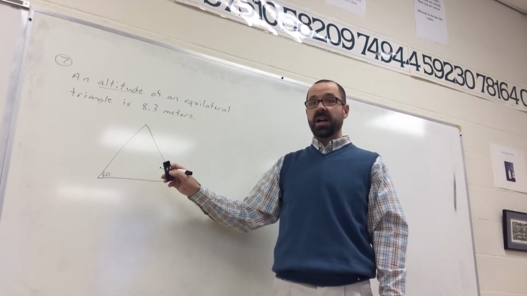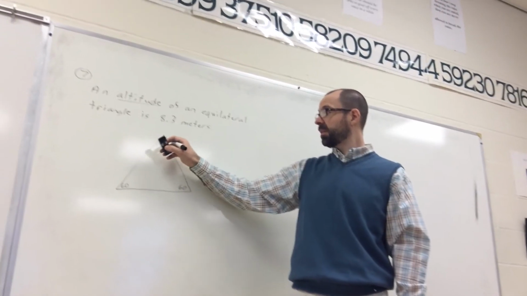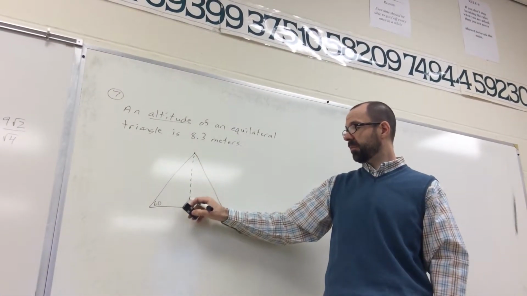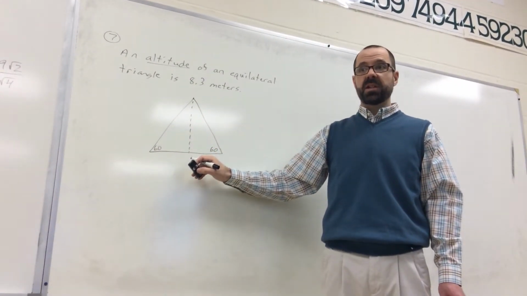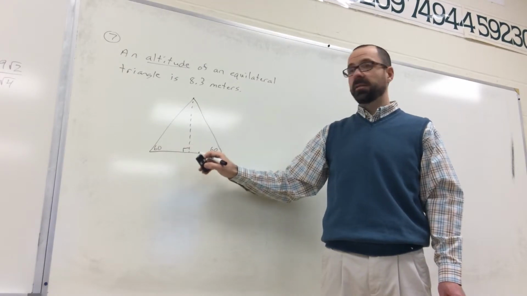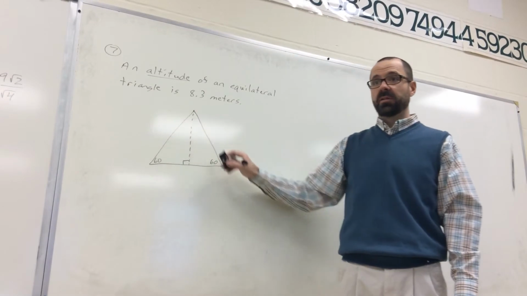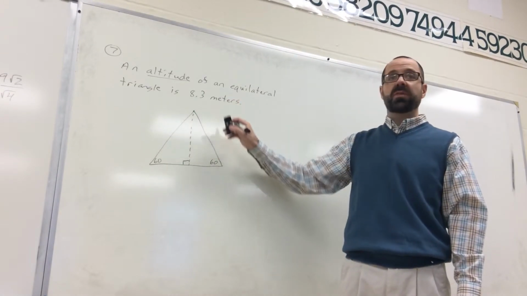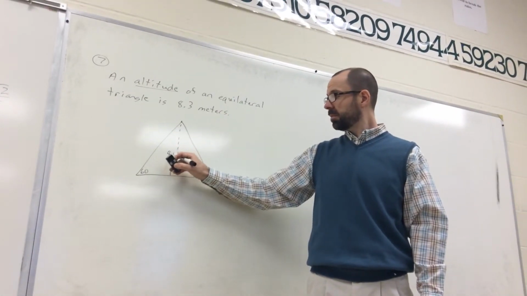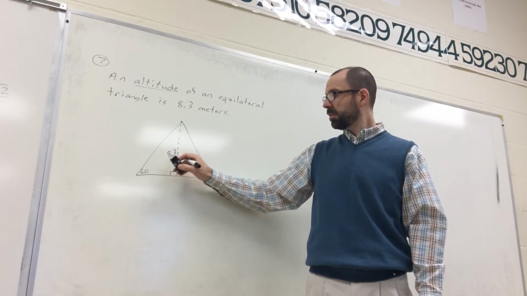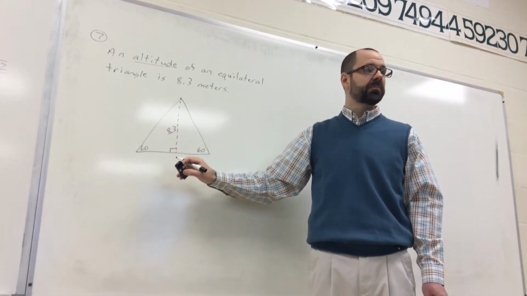So I'm going to draw in the height. The height goes from the top straight down to the bottom. And when I say straight down, I mean it makes a 90. So there's the altitude of the triangle. Apparently it's 8.3. So I'll label it 8.3.